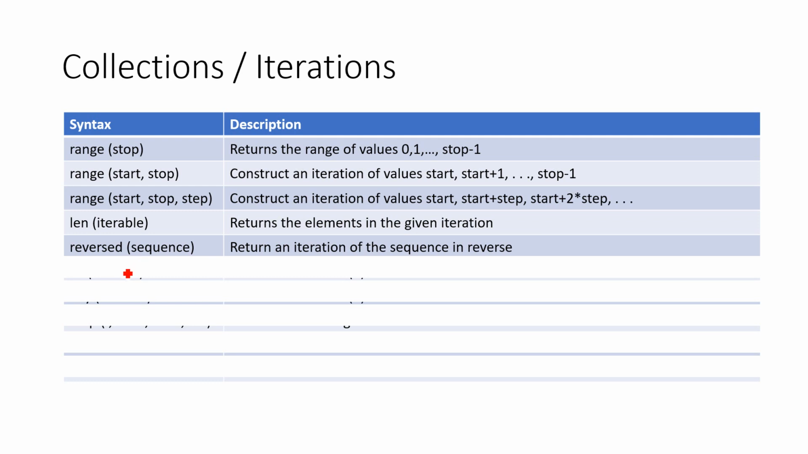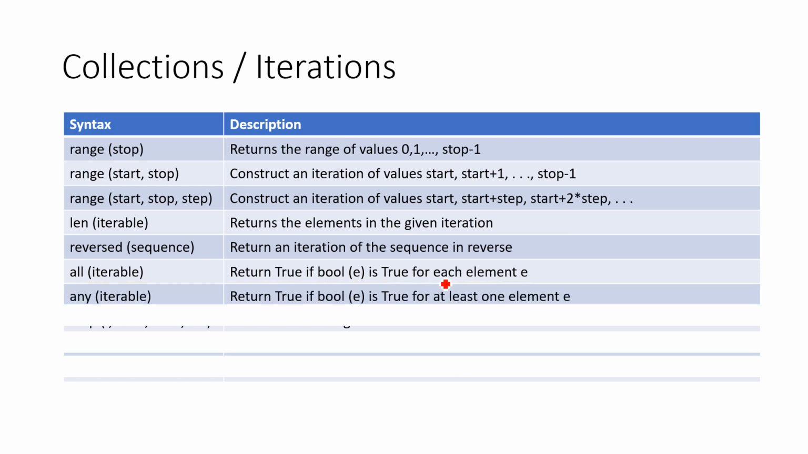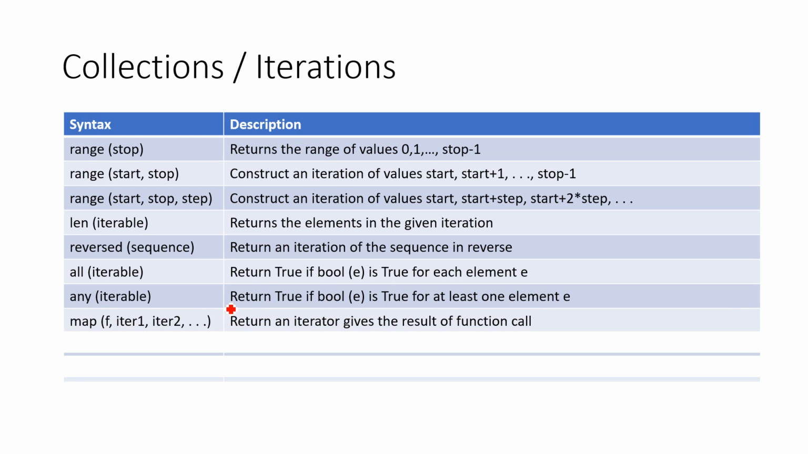Then we also have reversed. By using this, we can easily reverse the sequence. Then we have all of an iterable. It returns true if bool of e is true for each element e. And any will return true if bool of e is true for at least one element e.